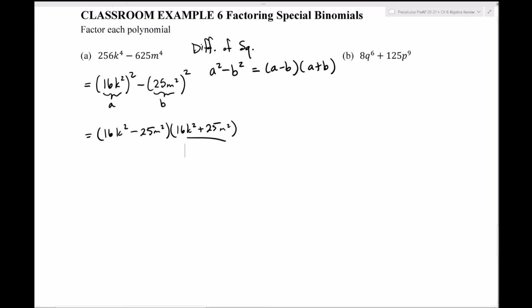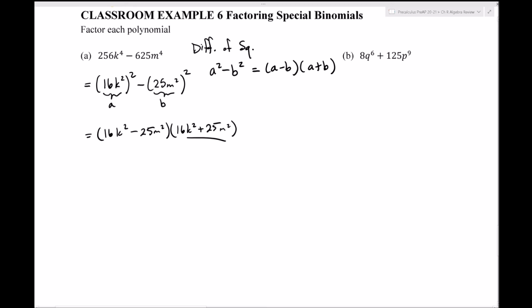So for the first group, I count 2 terms. It's a binomial again. Is it a special binomial is what goes off in my mind. So if there's 2 terms, it might be a special binomial. Still, there are 2 squares being subtracted. So this right here is another difference of squares.